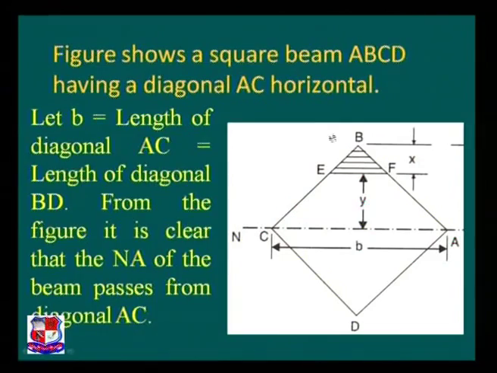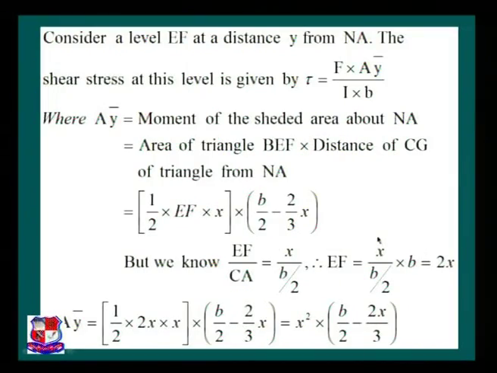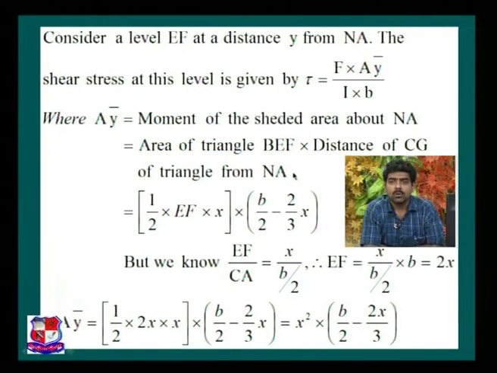So the area under consideration is this triangular area, triangle BEF, because I am taking a layer EF. The formula is tau is equal to FA y bar by IB. I have to take the area of triangle BEF, and y bar is the distance of the CG of this small triangle BEF to the neutral axis. So now let us proceed further. Here A y bar is equal to the moment of the shaded area about the neutral axis, as we have visualized. It is nothing but the area of triangle BEF multiplied by the distance of the CG of the triangle from the neutral axis. Let us refer to the same thing on this tabletop.